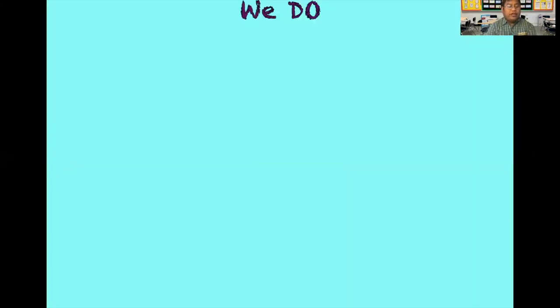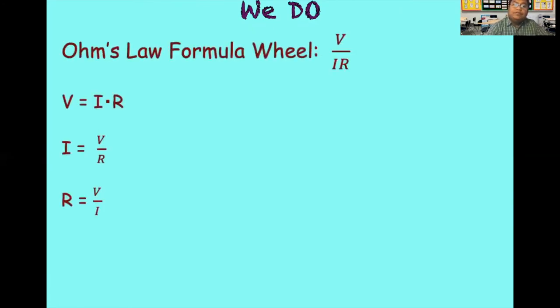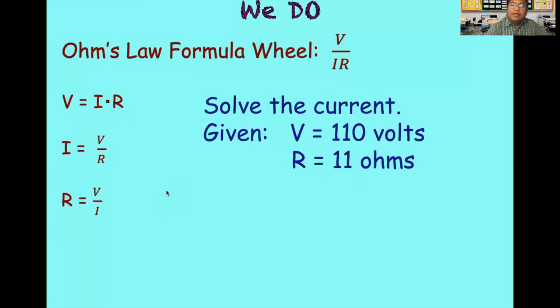Now let's do this together. We have the same formula wheel. And the problem is, solve for the current. So we have the given. What is the given? Yes, Vivian? Correct. So we have the given, the voltage is 110 volts and the resistance is 11 ohms. And what is the unknown? The obvious, of course, is, yes, Alessandra?